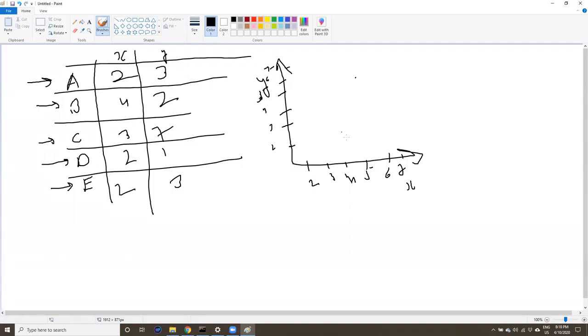Right. Now, if I want to mark the first point, it is 2, 3. So the first point is A. Second point is 4, 2. So B is here. Then 3, 7. Then the point is here, and this is C. 2, 1. The point is here. D. E is 2, 3. And the point is here, right?